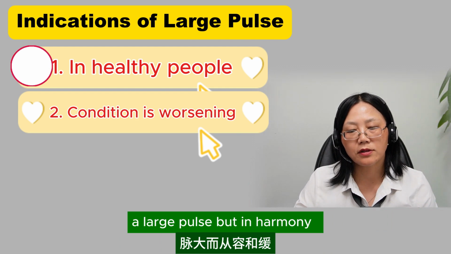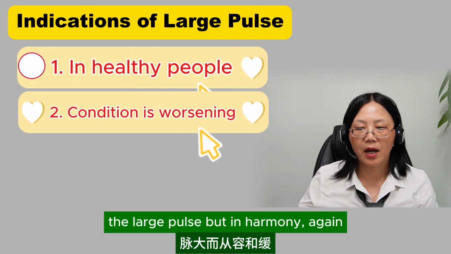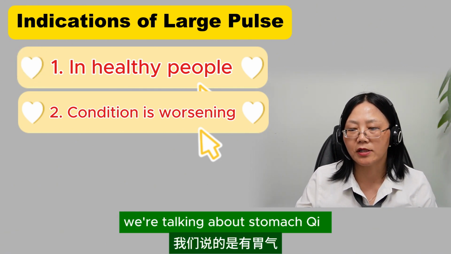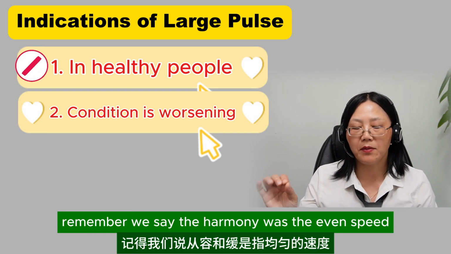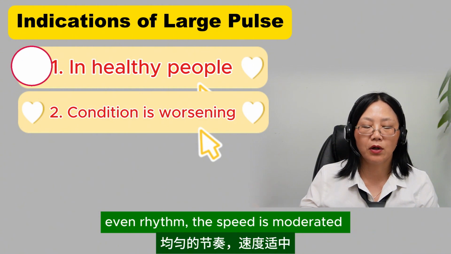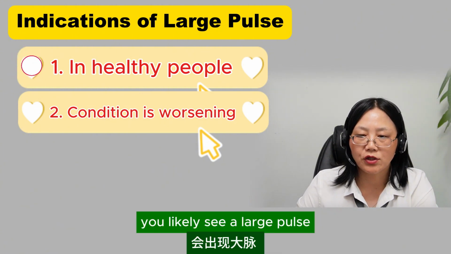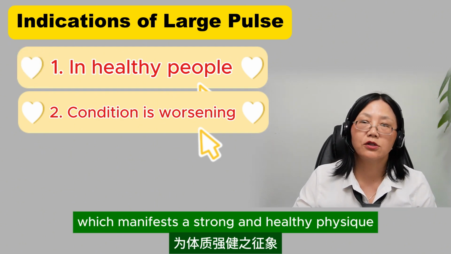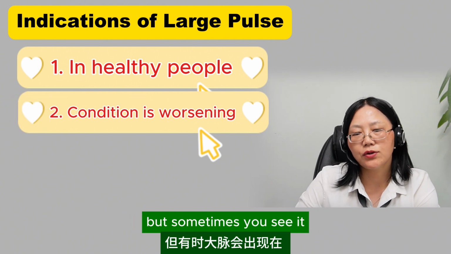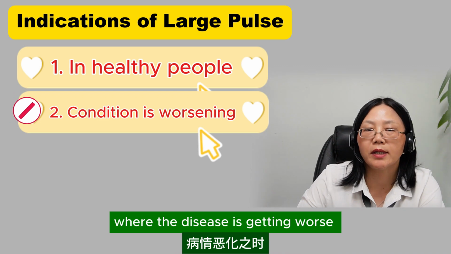A large pulse, but in harmony, can be seen in healthy people. When we say in harmony, we're talking about stomach qi. Remember, we say the harmonious ones have even speed and even rhythm. The speed is moderate. When people are healthy, you likely see a large pulse, which manifests a strong and healthy physique. But sometimes you see it in a disease where the disease is getting worse.